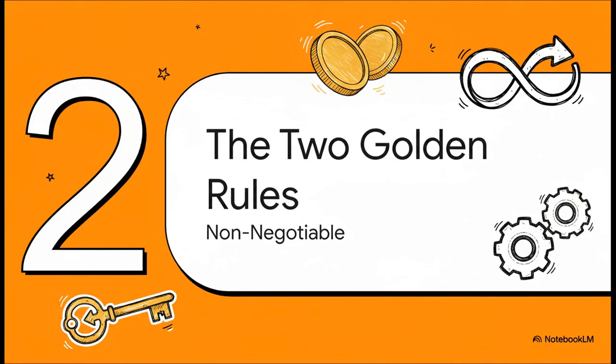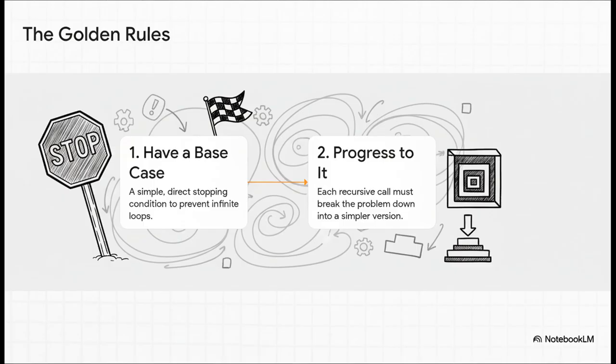Now, to stop this from becoming that infinite loop we were worried about, every single recursive function has to follow two golden rules. And I mean, these are non-negotiable. You mess these up, and it all falls apart. And here they are. It's actually super simple when you break it down. Rule number one, you have to have a base case. That's your stopping point. It tells the function, okay, we're done, no more calls. Rule number two, with every single call, you have to get closer to that base case. The problem has to get simpler. It must get smaller each time.